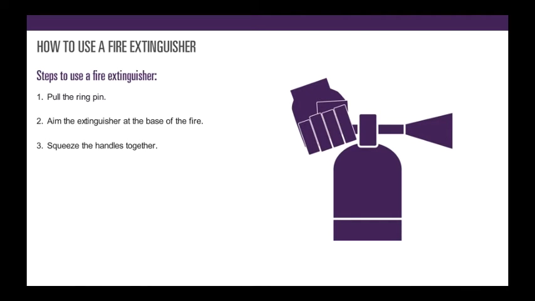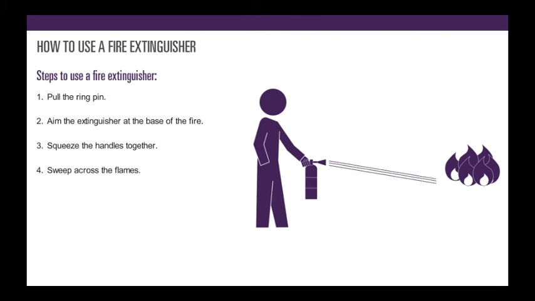Squeeze the handles together to spray. Keep the extinguisher upright. Sweep across the flames, spraying from side to side, moving the extinguisher back and forth. Remember, if you don't think the fire will respond to a fire extinguisher or you feel unsafe, don't try to use it. Get away from the fire.